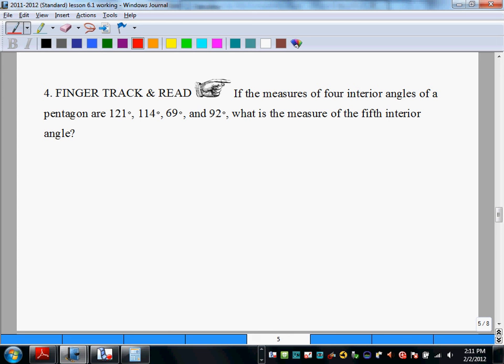Okay, Ben, read for us, please. Finger track and read. Go. If the measures of four angles of a pentagon are 121, 114, 169, and 92, what is the measure of the fifth interior angle? Okay, so what kind of stuff do we have so far? The numbers. What do the numbers belong to? The interior angles of a what? Pentagon. How many angles in a pentagon? 5. Okay, that's important. So we have a 5-sided shape.